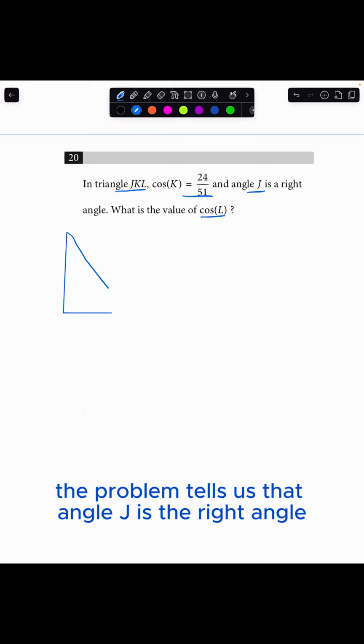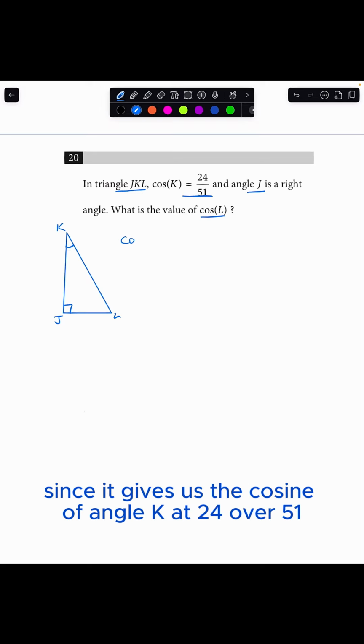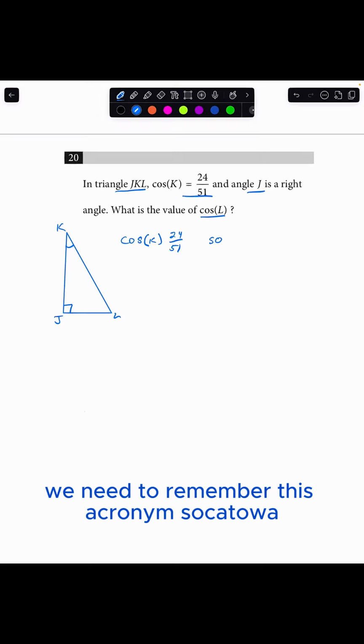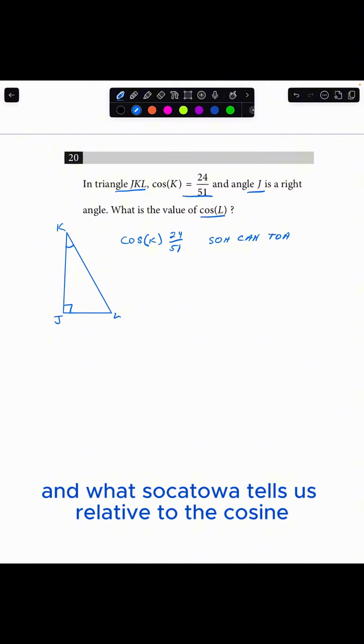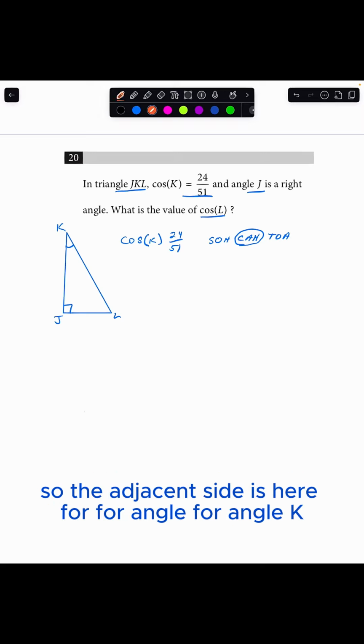We're just going to start out with a quick sketch. The problem tells us that angle J is the right angle, and we'll just randomly label these K and L. Since it gives us the cosine of angle K at 24 over 51, we need to remember this acronym, SOHCAHTOA. What SOHCAHTOA tells us relative to the cosine is that the cosine is equal to the adjacent side over the hypotenuse. So the adjacent side is here for angle K.